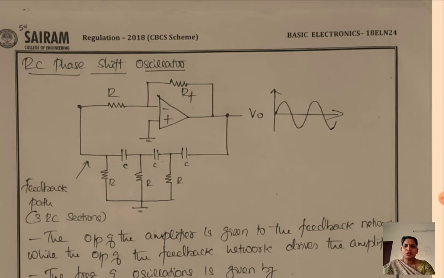So now we are going to design the RC phase shift oscillator, to check whether it satisfies the Barkhausen criterion or not, and if so, what is the condition for the gain, as well as what should be the design values.